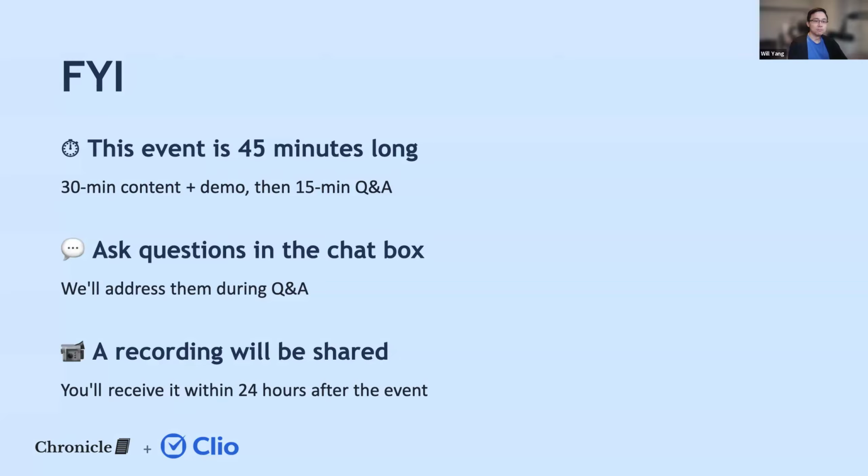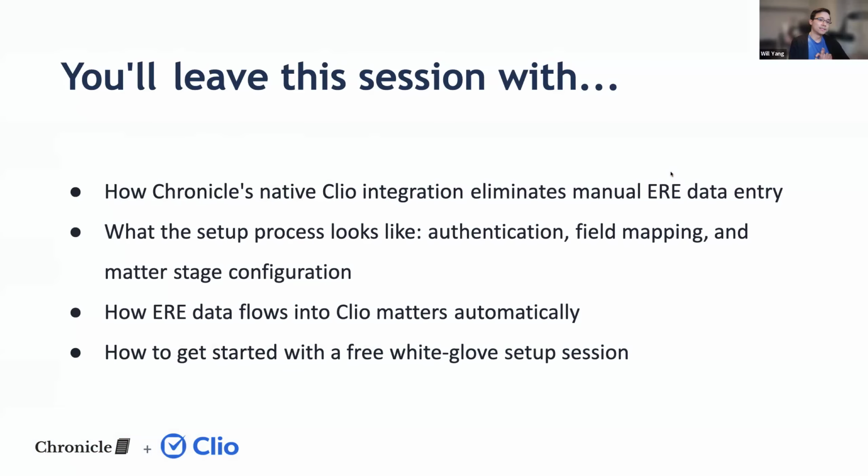In terms of everything else, we're going to jump into some quick learning takeaways, some intros, and then get started on the presentation. By the end of this session, you will be leaving with these takeaways. First, you're going to learn how Chronicle's native Clio integration eliminates manual ERE entry. You're also going to learn what the setup process looks like on the Clio admin side, and then field mapping, followed by matter stage mapping.